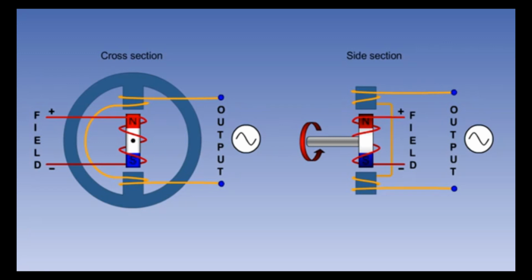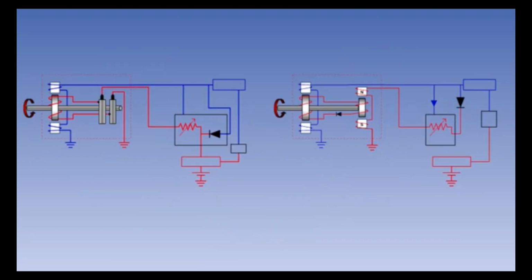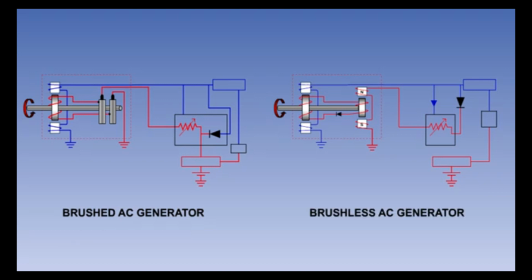We know that rotating field alternators, or AC generators, where the field is on the rotor and the output windings form the stator, make up the majority of AC generators in use. There are two types of rotating field AC generator in common use on aircraft. They are brushed AC generators and brushless AC generators.